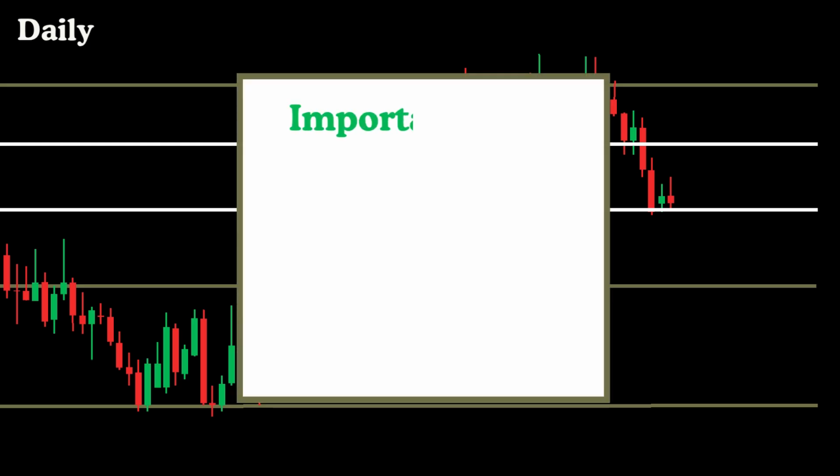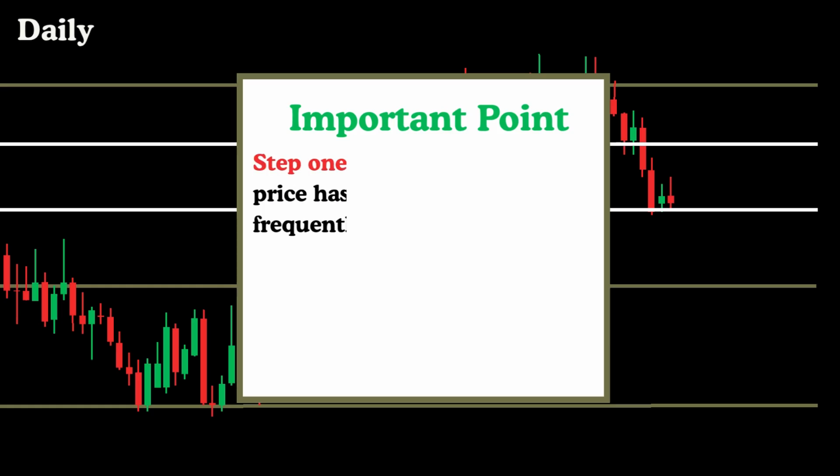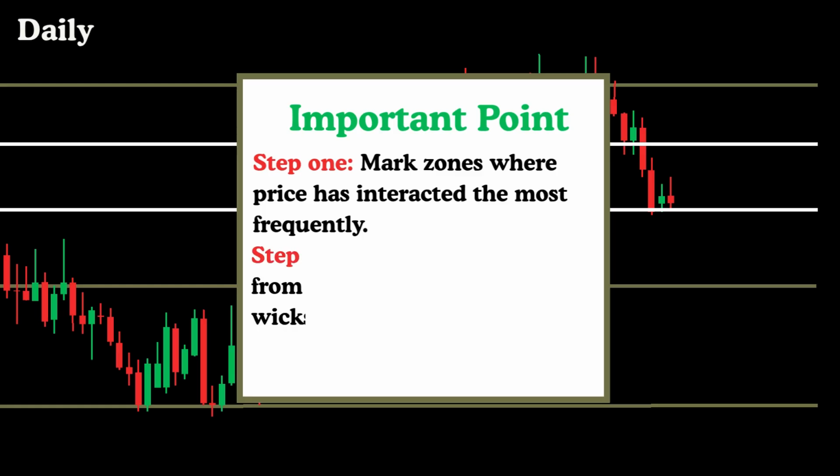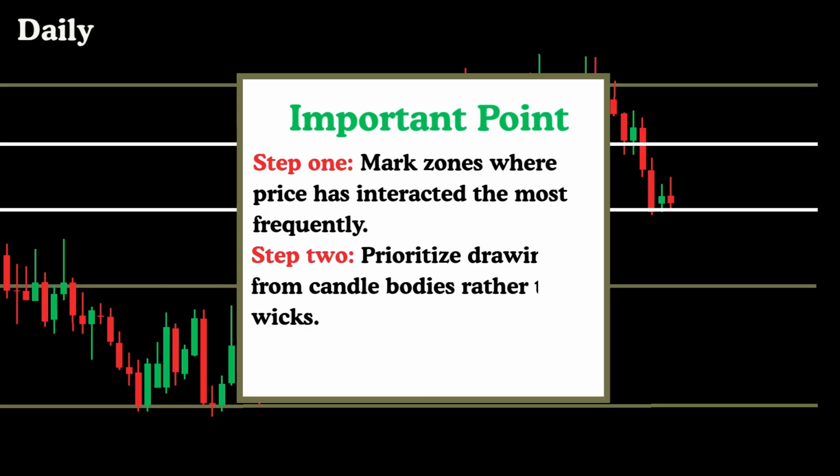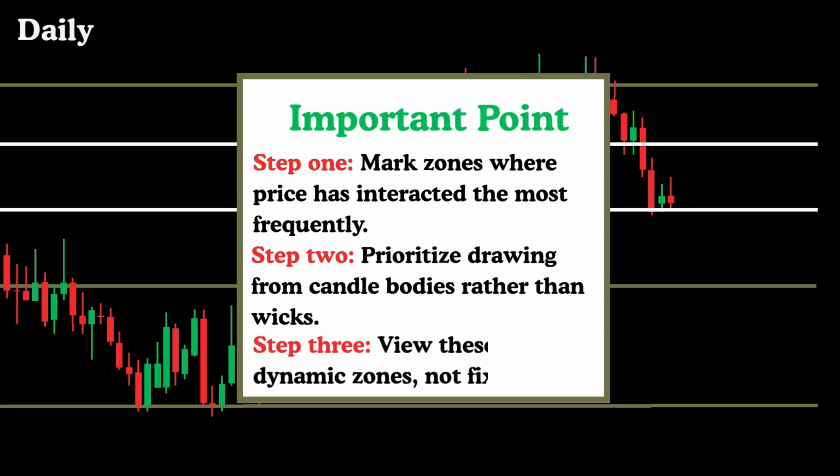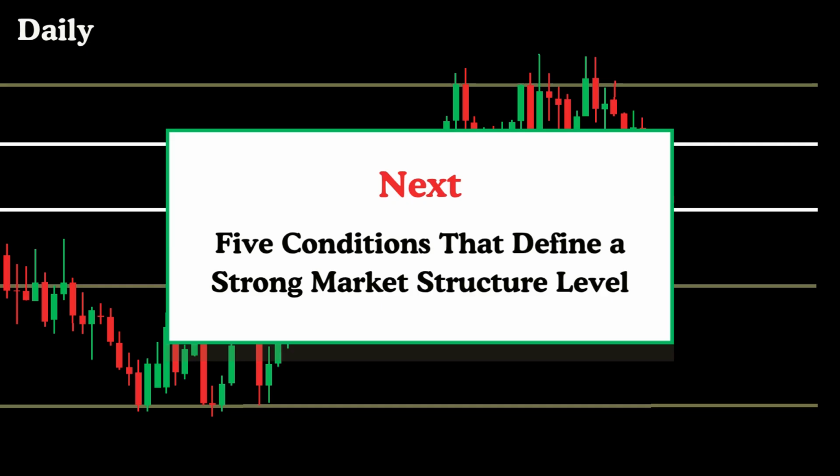However, there are three important guidelines to follow when plotting market structure levels. Step 1. Mark zones where price has interacted the most frequently. Step 2. Prioritize drawing from candle bodies rather than wicks. And Step 3. View these levels as dynamic zones, not fixed lines. Next, we rely on 5 conditions that define a strong market structure level. Each one adds more weight to the level's significance.